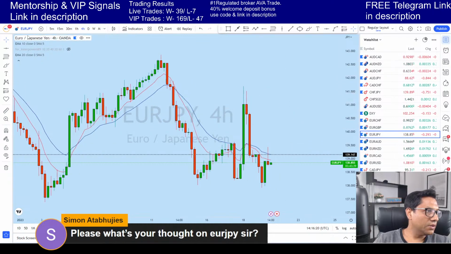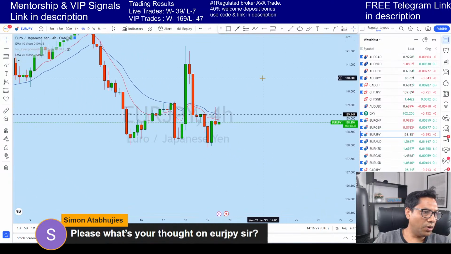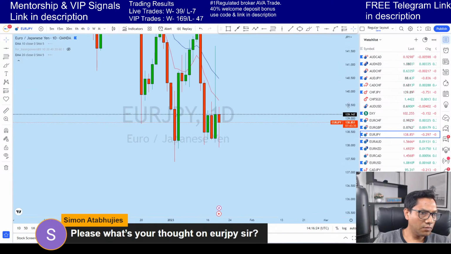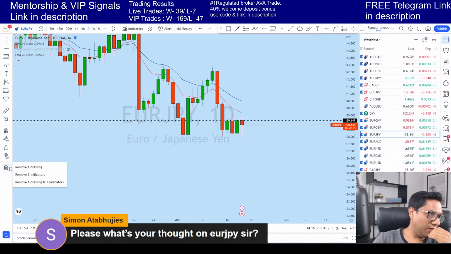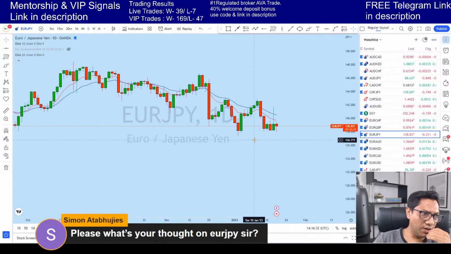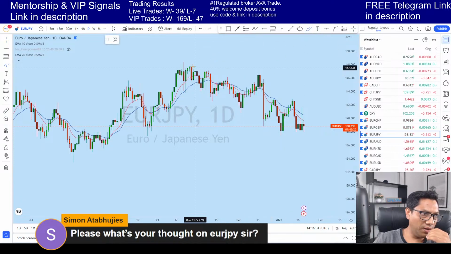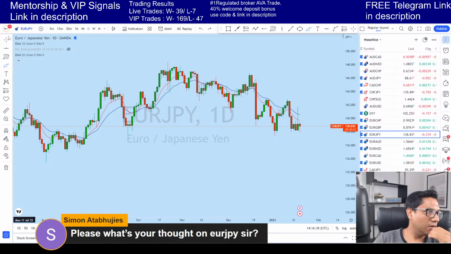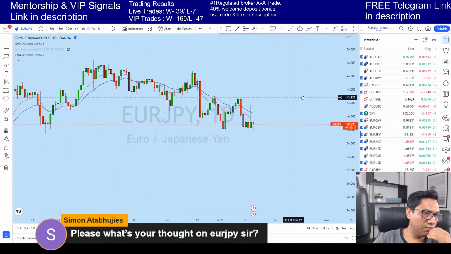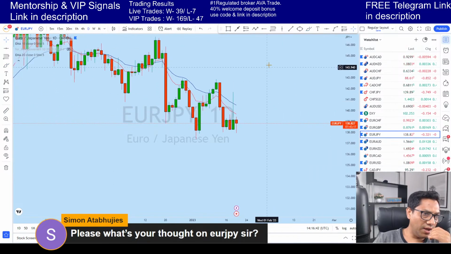Okay, so what's your thought on EURJPY? If we look at the daily, EURJPY, as you can see, is a long-term bearish market. But I think that it will have another spike to the upside around this 20 MA on the daily.